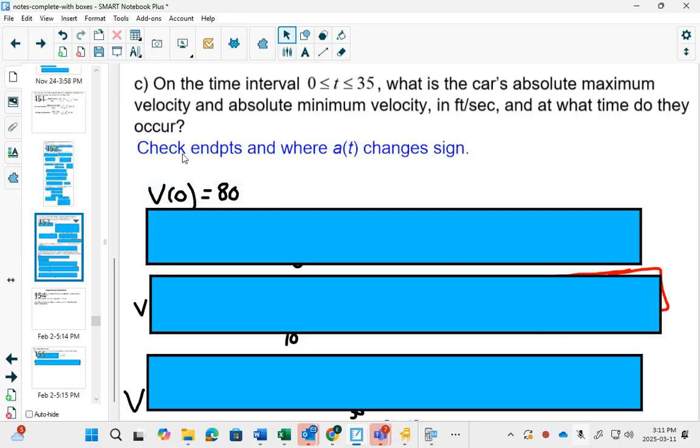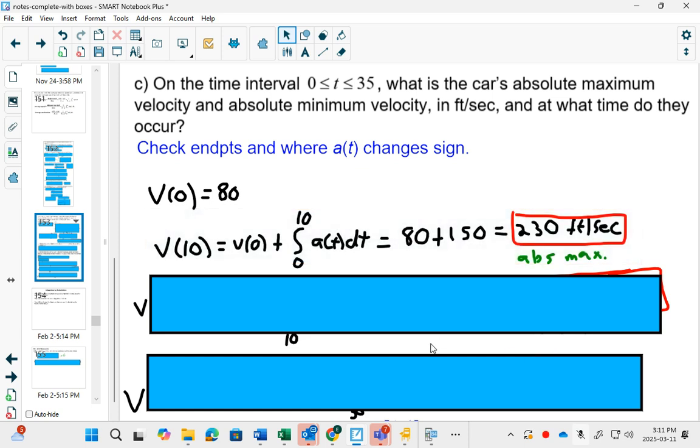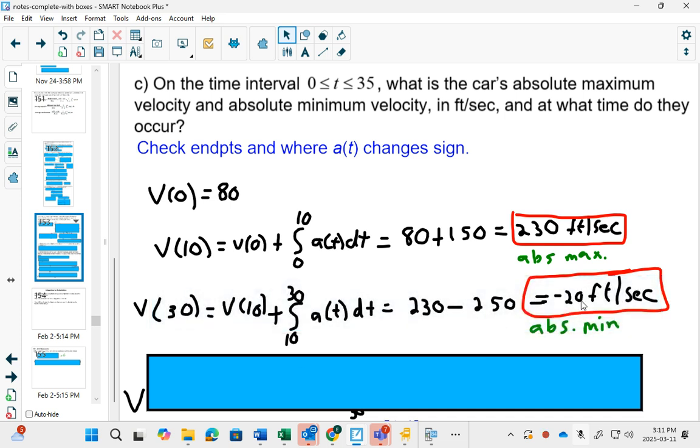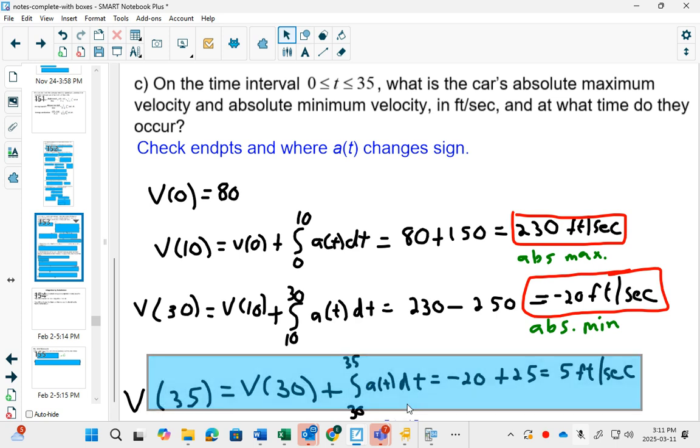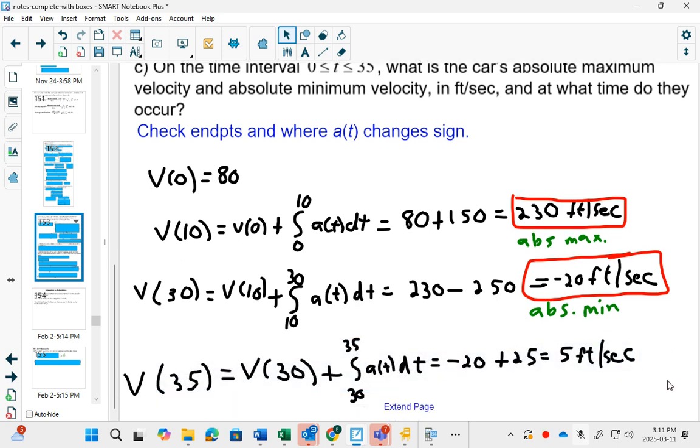Okay, so if you want to use the extreme value theorem, you would have to check endpoints, and wherever the acceleration changes sign. So we know our one endpoint is at 80. Changes sign at 10, that's 230. Changes sign again at 30, that's negative 20. And the other endpoint at 35 is at 5. Of those ones, using the extreme value theorem, the biggest one is 230. The smallest one is negative 20.